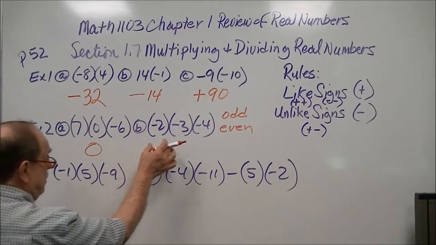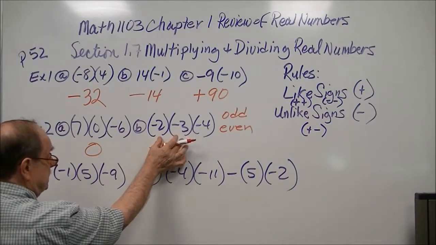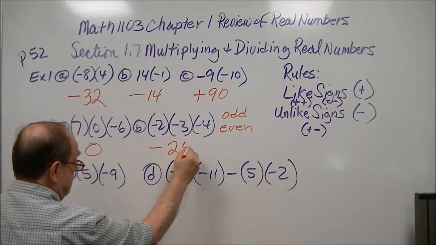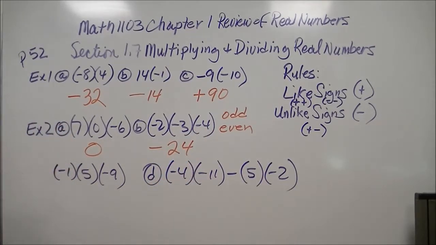So what we can do here is this is going to be a 6. 6 times 4 is 24. Now here we have an even number of negative signs. There's just 2. So this answer is going to be positive. And it's just 5 times 9 is 45. Again, we don't write the positive. I'm just emphasizing it here.